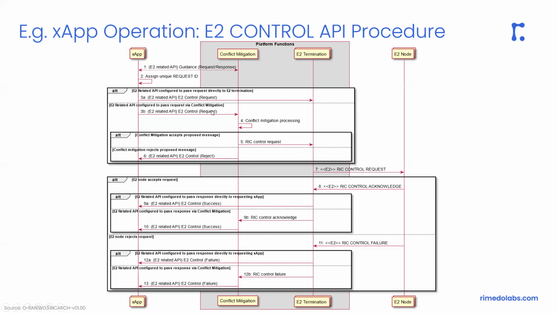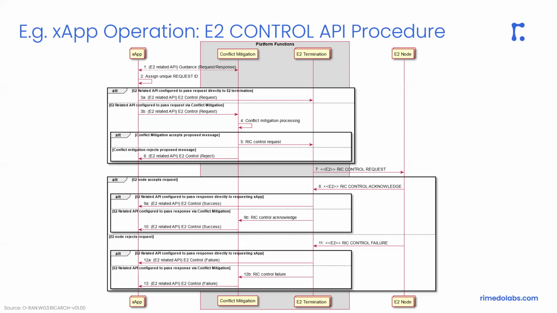Also, there could be an option that we don't go directly through the conflict mitigation function, because of course it invokes a certain delay. If we don't have a conflict mitigation function, or we only have a single functionality that doesn't have any conflict, there is an option in the standard that allows sending a direct decision to the E2 termination point without passing through the conflict mitigation function. That's also an option, but only as long as we have a set of functions that are not conflicting.